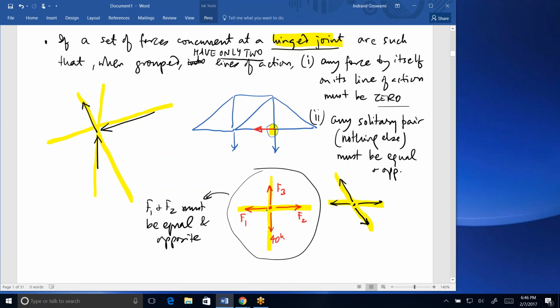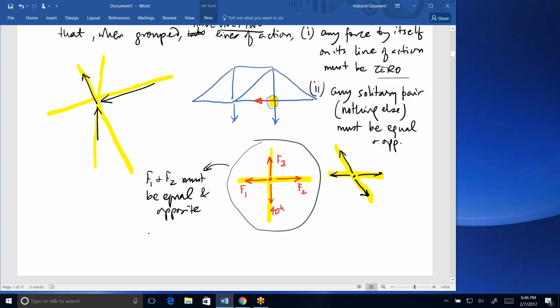F1 and F2 must be equal and opposite. Similarly, F3 and 40 must be equal and opposite. So, since one is known, 40, F3 must be exactly equal to 40 kips. And because this 40 kips is pulling away from the joint, F3 also has to be pulling away on the joint for it to be in equilibrium, which means it is tension.